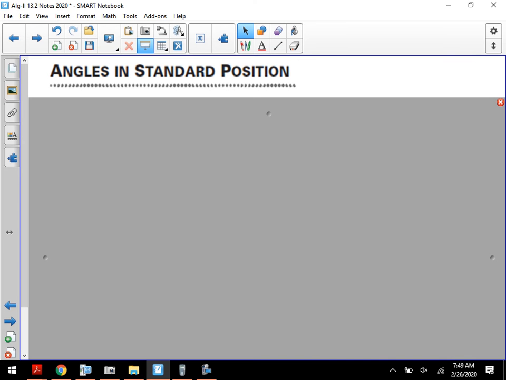So, when we get to trig, we're going to start talking about angles in what are called standard position. When we talk about angles in standard position, that means they have to be placed in a specific spot and they have to rotate. Okay. Now, with angles, I follow the way the books do it.